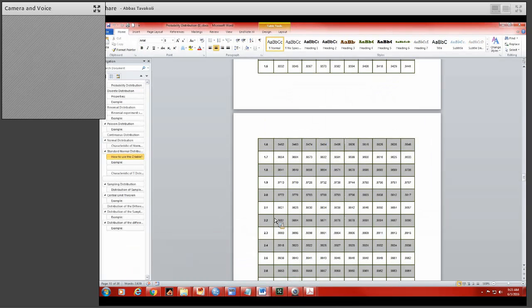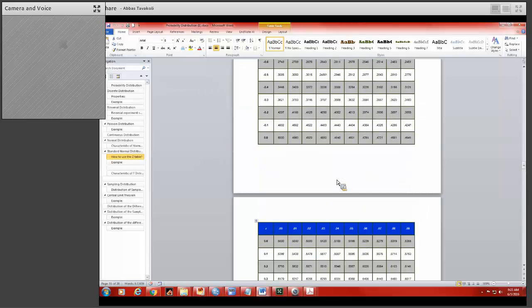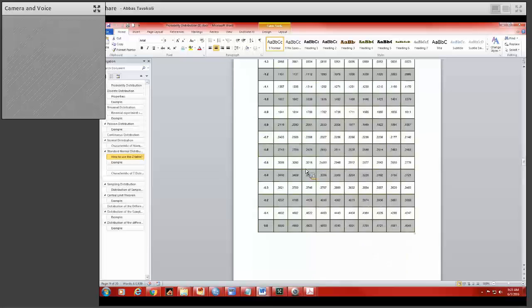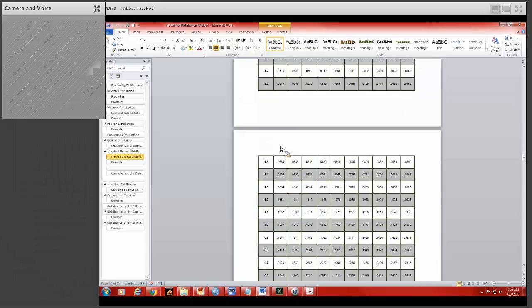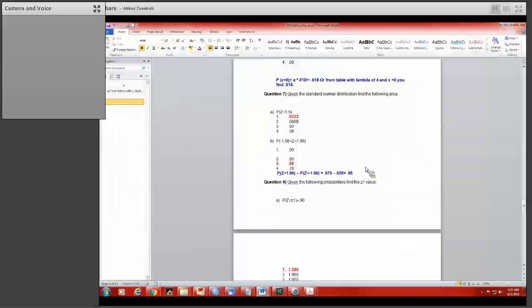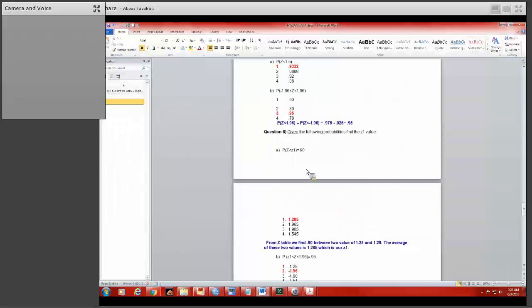Again, 1.96 is here, and then negative 1.96 again is here. So you subtract these two values, you get the area. So that's what you get. Now you have the area.